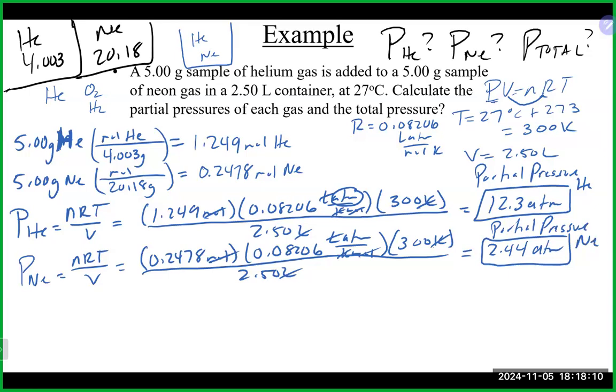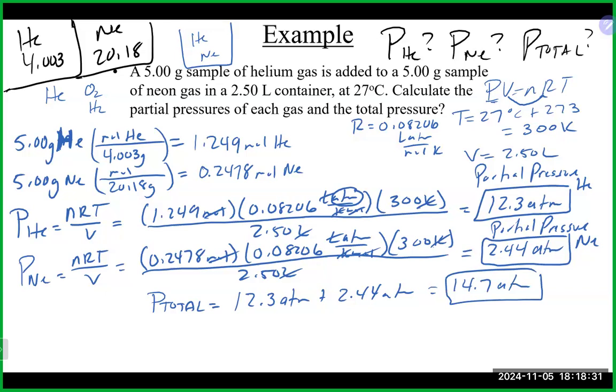Any questions on that? Now, to get my total pressure, I should do what with those two numbers? Basically just add them together, yeah? So we'll take the partial pressure of helium and add it to the partial pressure here of neon, and it'll give us 14.7 atmospheres, I think, in that particular case, as our total pressure. Any questions on any of those there?